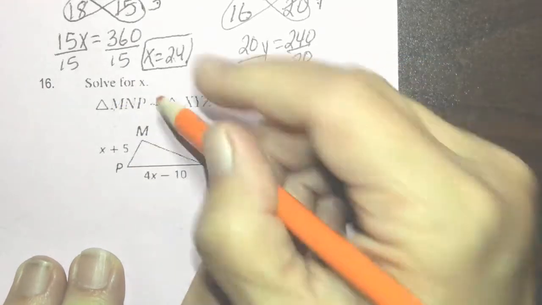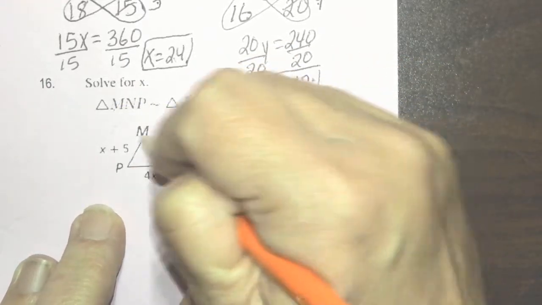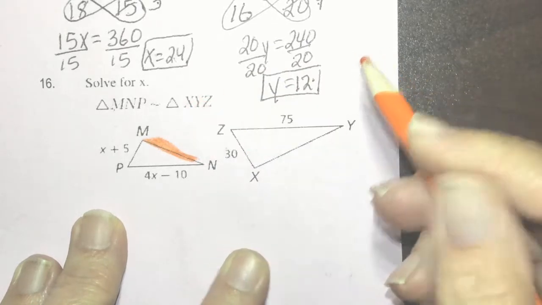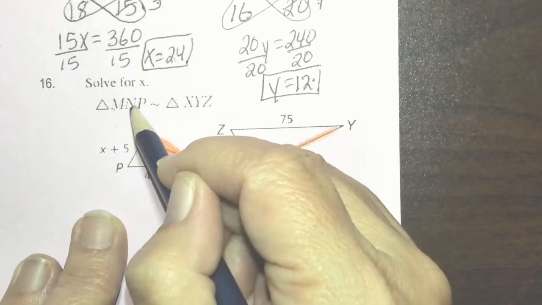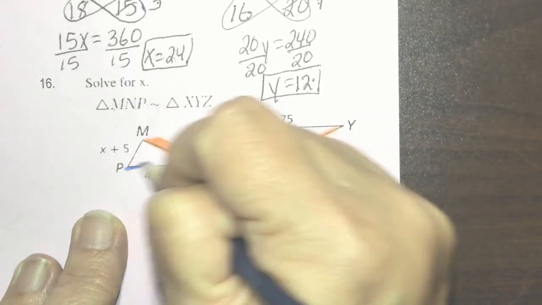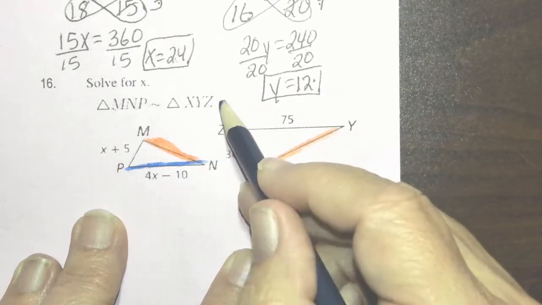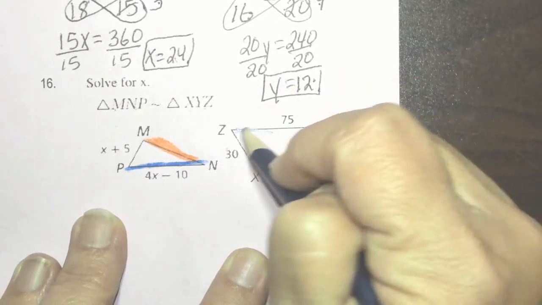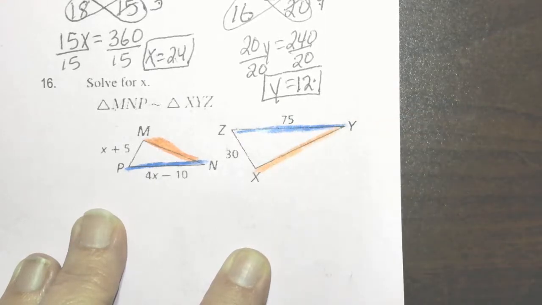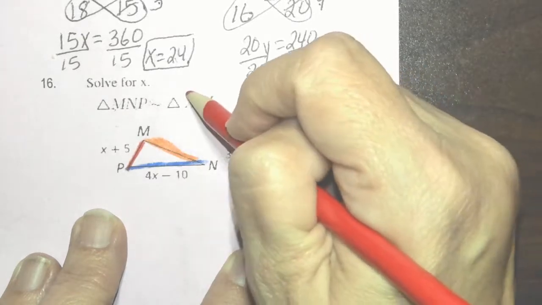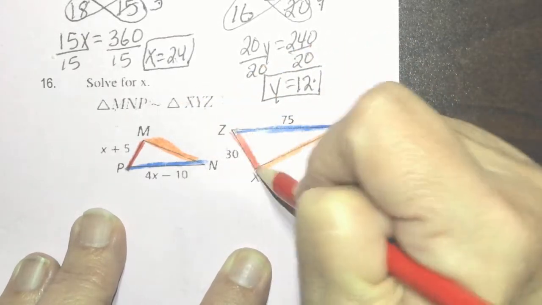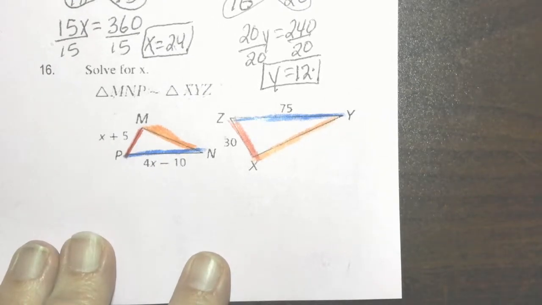M to N, first to second letter, matches with X to Y, first to second letter. And then NP, which is second and third letter, matches with YZ. And then first and last letter, MP, matches with first and last letter, XZ. And I'm going to color code to see all my corresponding parts. So you can see that this figure has been rotated.